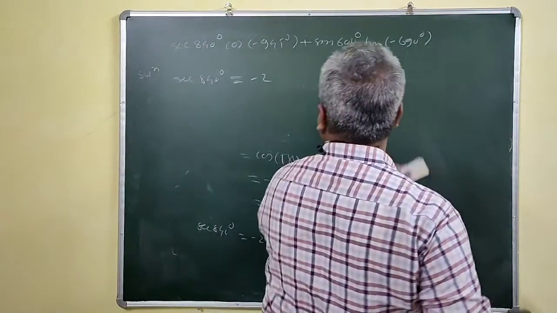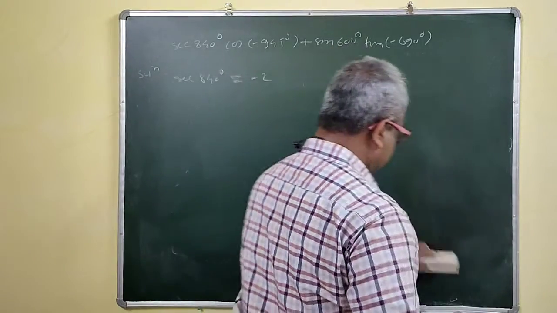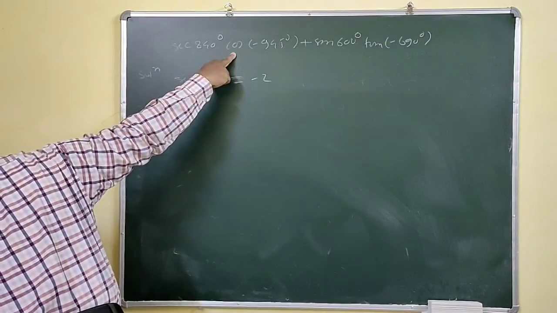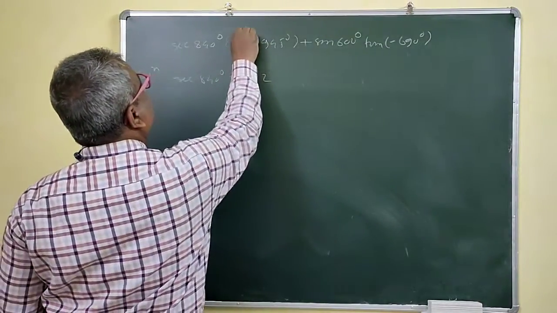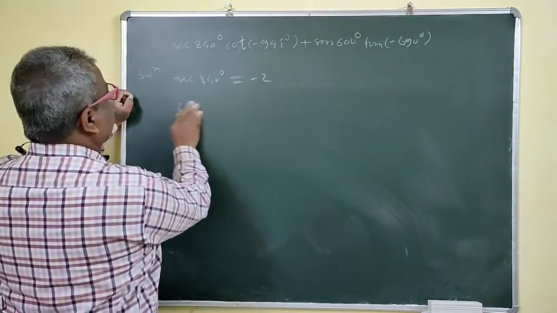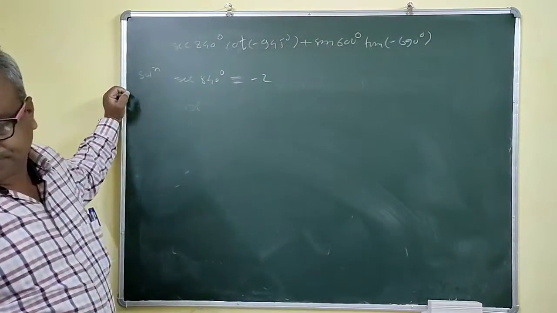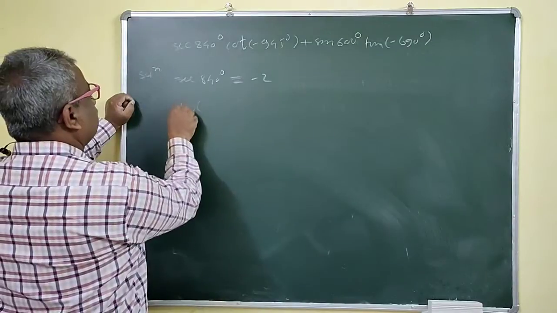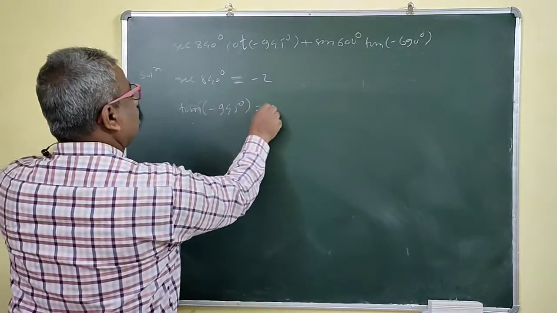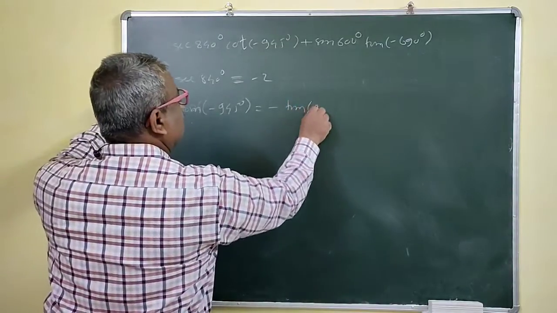Okay. Now we'll find cot. Is it cot? It should be cot, I think. This is cot. Make a correction. So instead of cot, we will find tan. Right? Okay. So tan minus 945 degree is minus tan 945 degree.